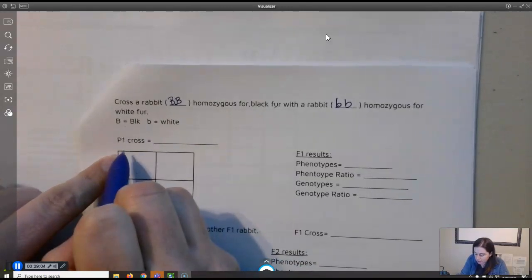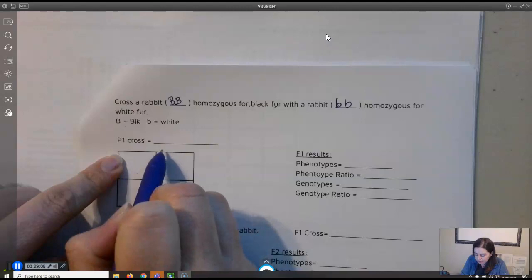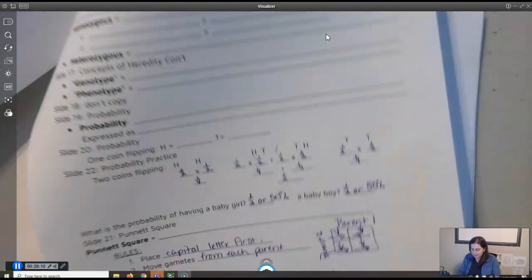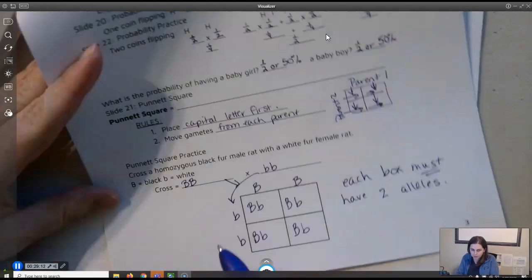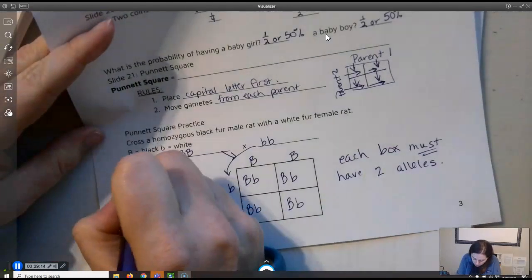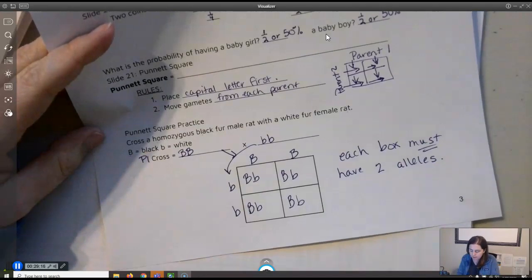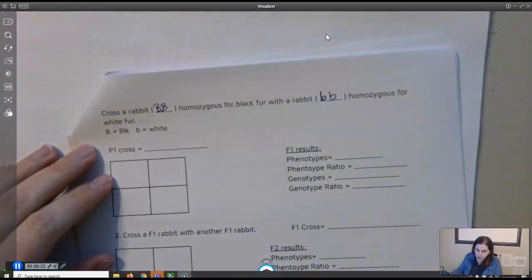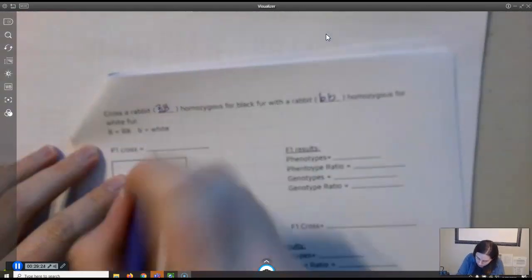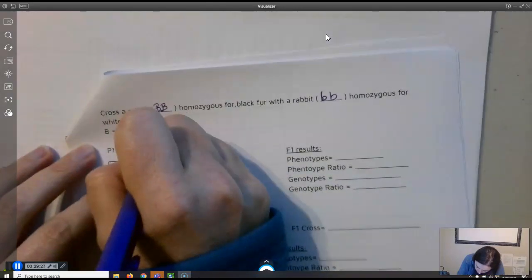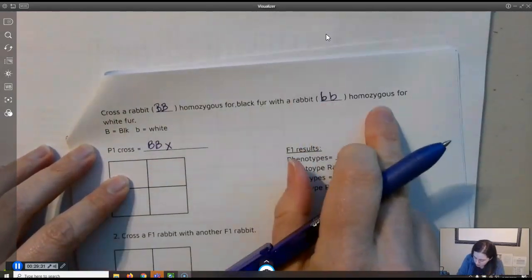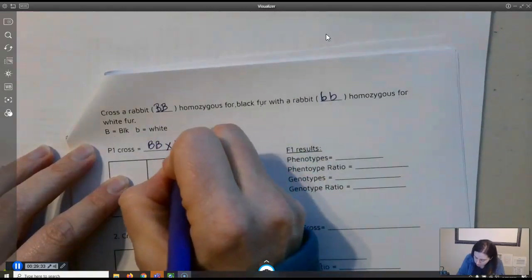Now this one, we haven't talked about this part yet. This is exactly what we did on the previous page, but I did not put P1 here. This is your P1 cross. Your P1 cross is just what the alleles are. So we have our homozygous black fur rabbit, big B, times our homozygous white fur, little b, okay?